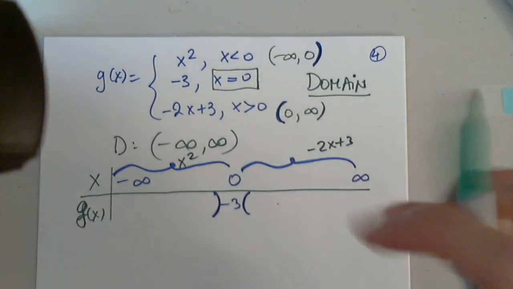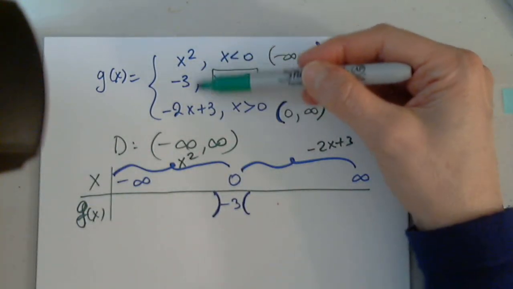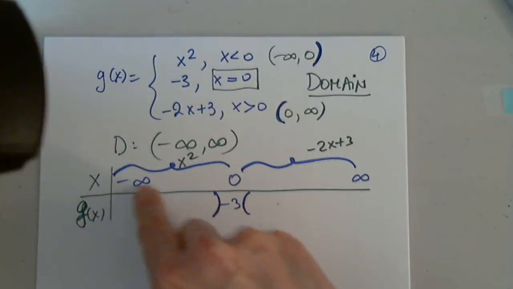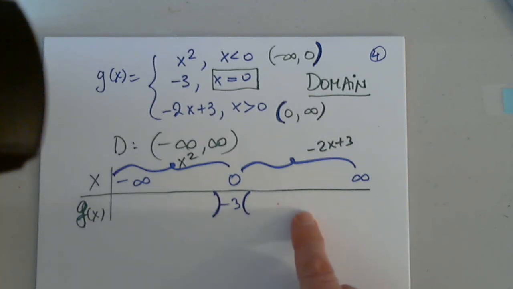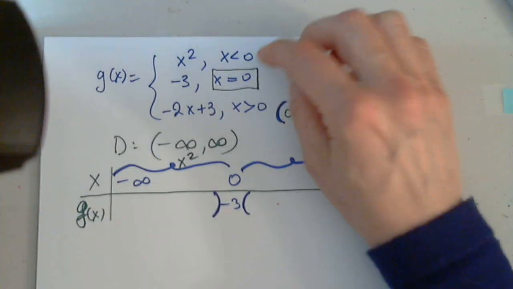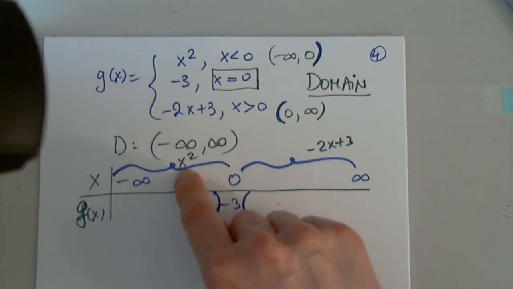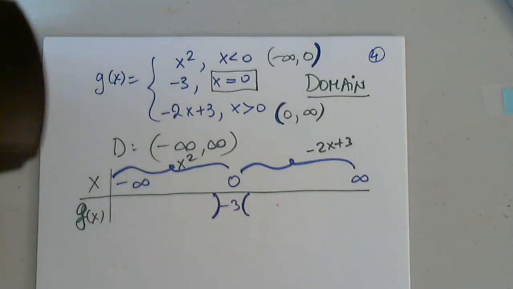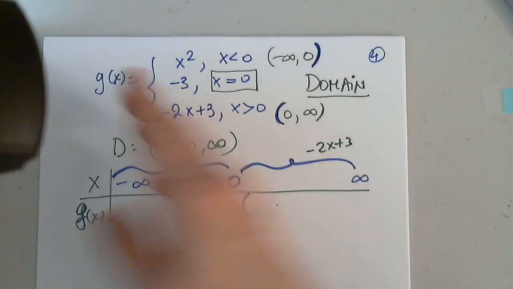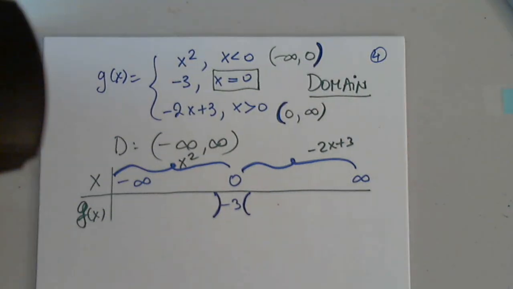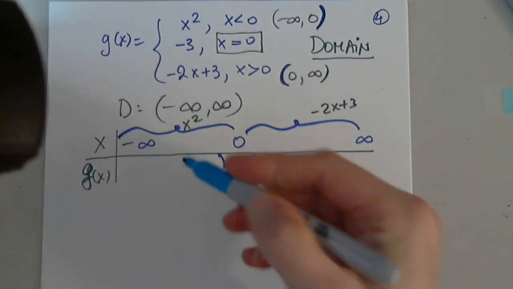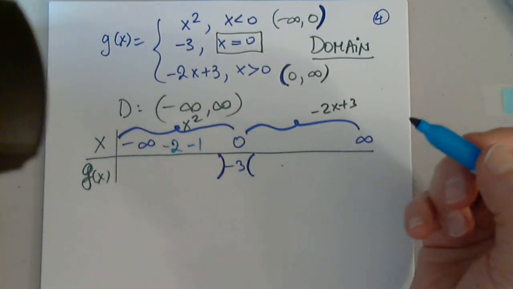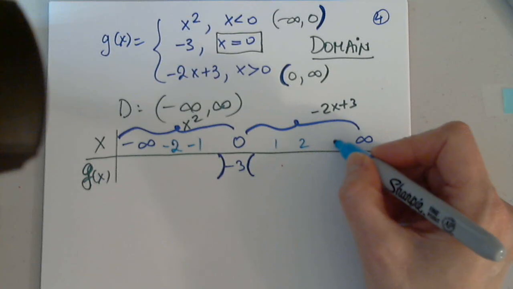The reason I put them here is because sometimes they are trying to trick us, and they may reverse these two, and I may copy the wrong function for the opposite territory. This one says to the left of 0, I have to have x squared. This one says to the right of 0, I have to have this. Sometimes they do not put them in the correct order from left to right. Okay, so now I need to plug in some numbers to the left, let's say negative 2 and negative 1, and some numbers to the right, let's say 1 and 2 and 3.